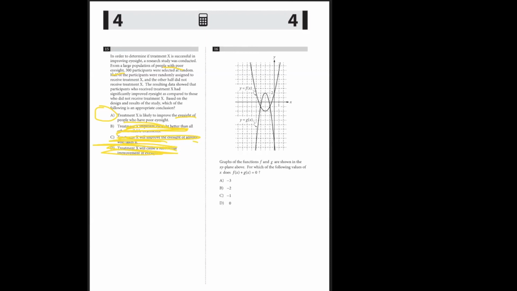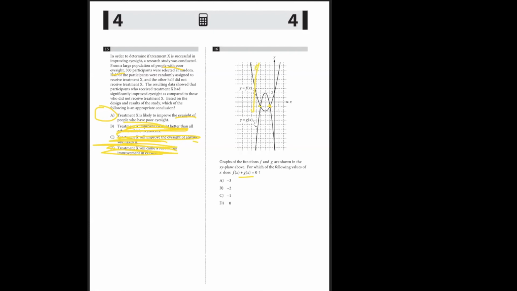Let's look at number 16. All right, so graphs of the functions f and g are shown in the xy plane above. For which of the following values of x does f of x plus g of x equal 0? Well, when you're looking at this graph, you may be inclined to think of these 2 points over here, but you have to think of f of x plus g of x. You have to think of a value where they're on the same x value. When you add the one on the top and the one on the bottom, they're going to be 0.